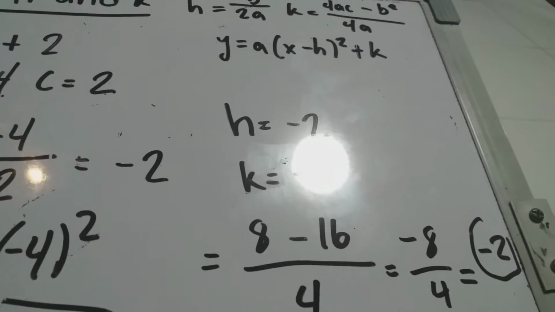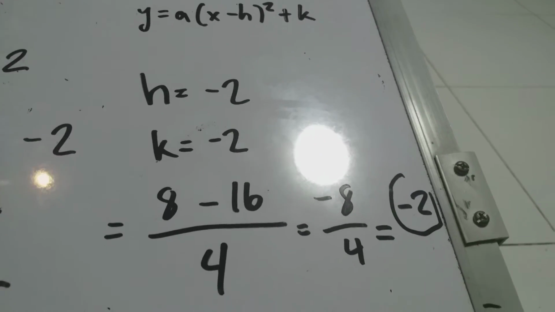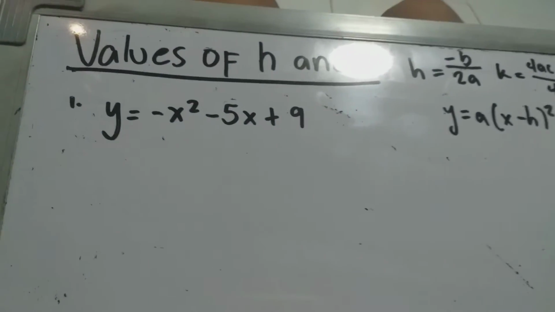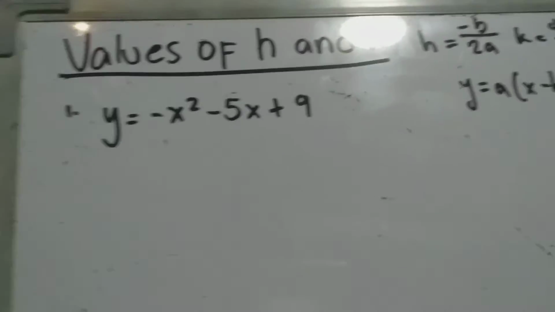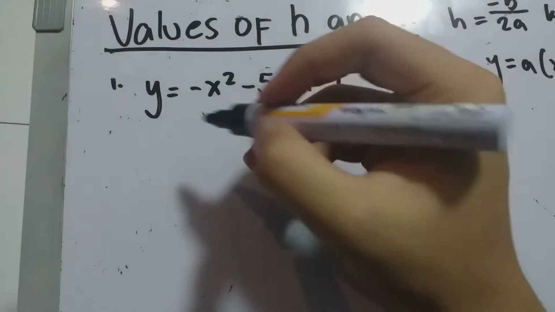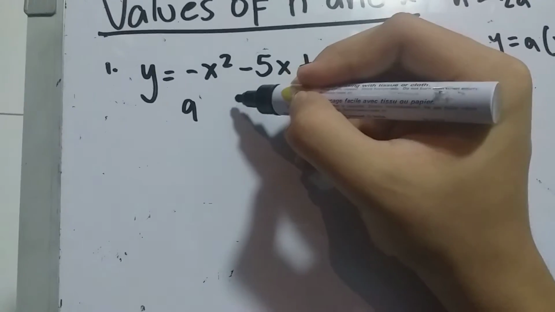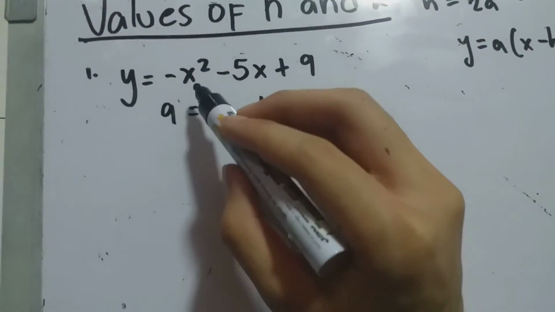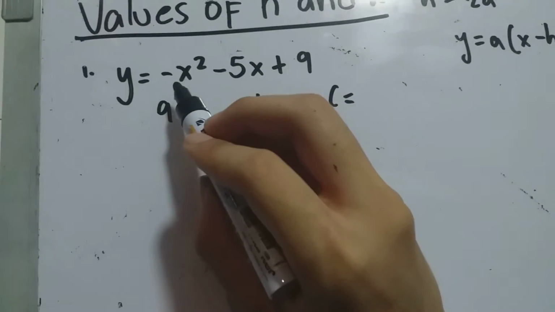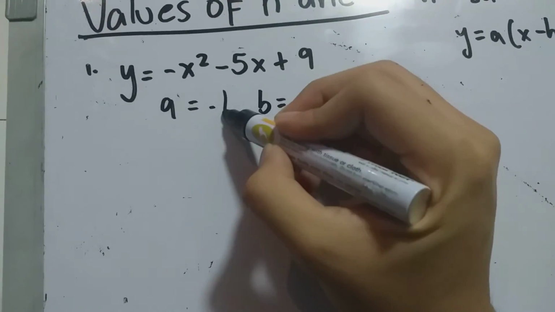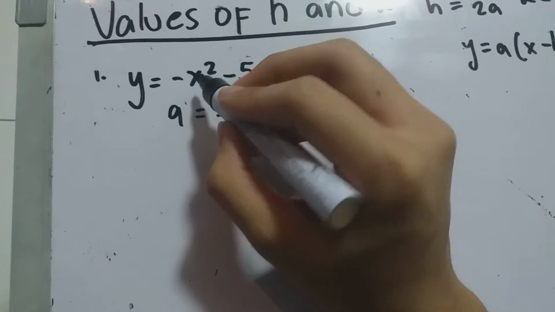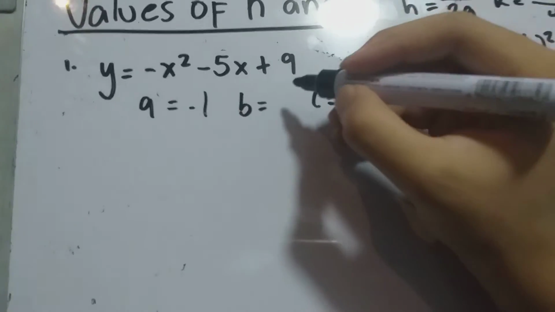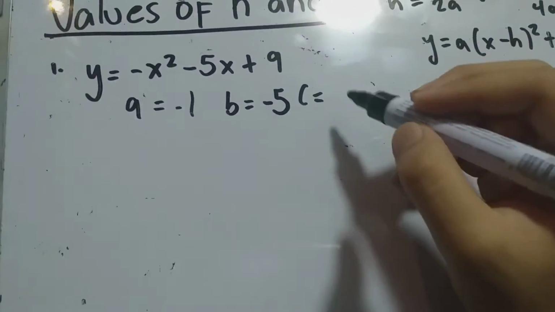And your values of h and k are negative 2 and negative 2. Now, for the next example, we have y is equal to negative x squared minus 5x plus 9. The first thing we're going to do is, again, find the values of a, b, and c. The value of a here is negative 1, because there's no number beside x, but there's a negative, so it becomes negative 1. The value of b is negative 5. The value of c is 9.